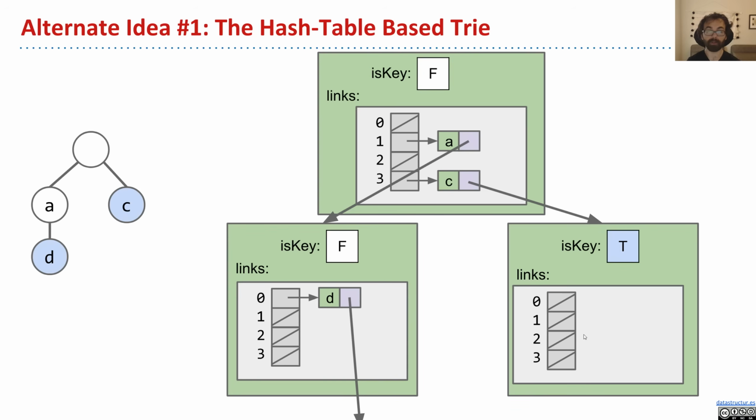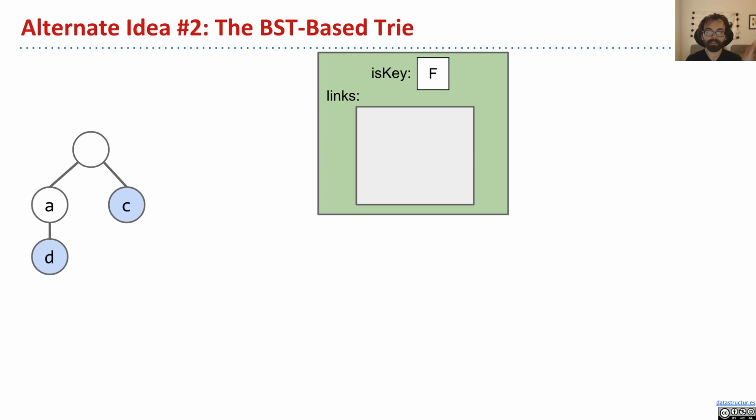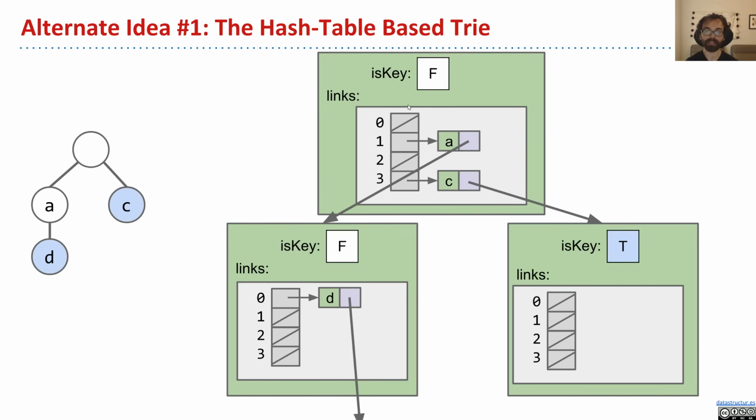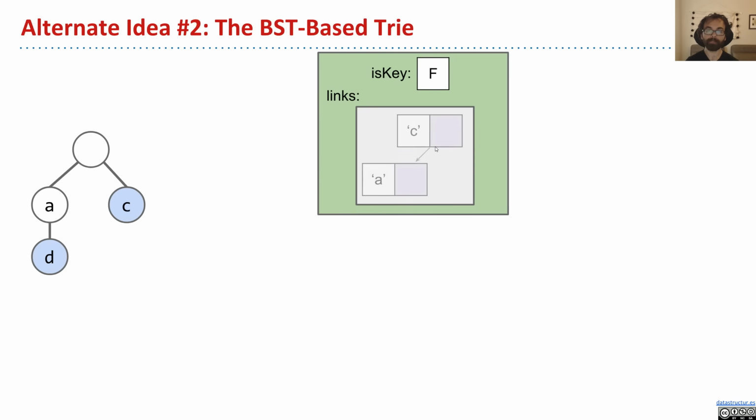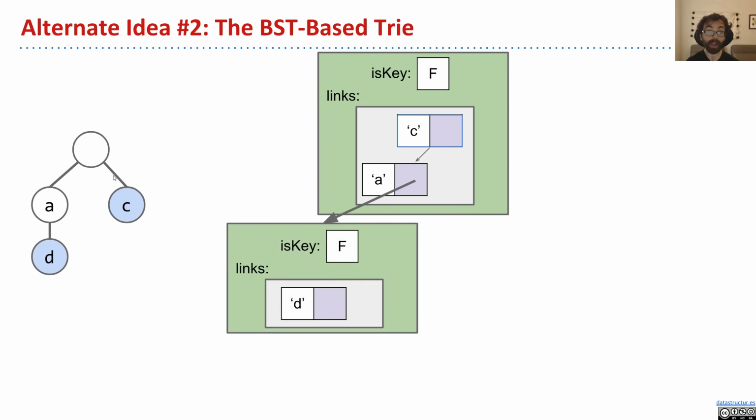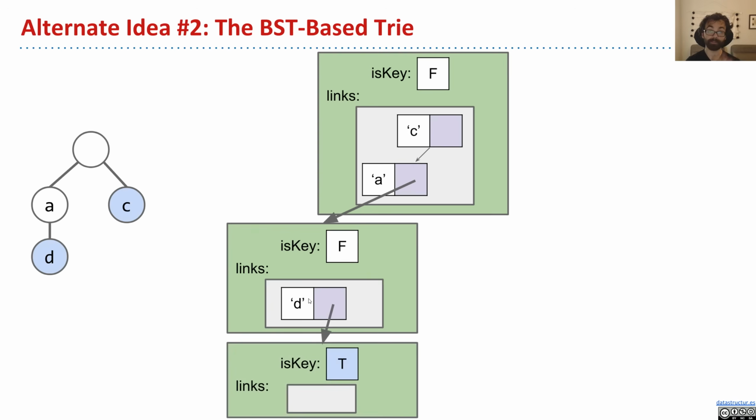Okay. What about a binary search tree? What would that look like? Well, in this case, the links would no longer be an array or a hash table, but it would be a binary search tree. And so in this case, this is the most balanced you could possibly have things. We have the letter C and the letter A. And the value in this binary search tree node corresponds to a link to this trie node. So this trie node is the letter A, because it's coming off the link from the letter A. And then we have only 1 link from the letter A, which of course is to D. So this is a trivial binary search tree that has only 1 item.